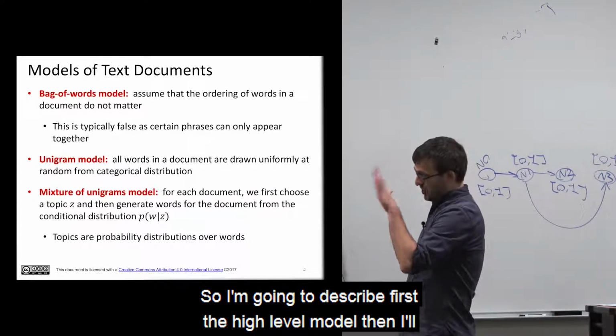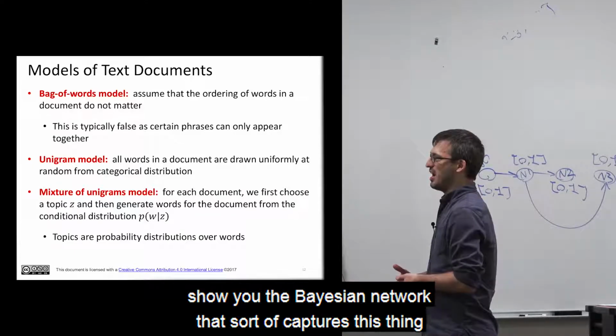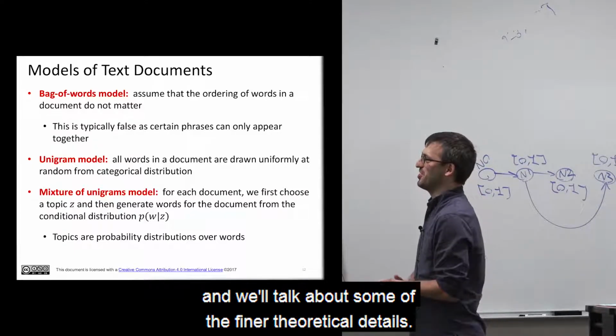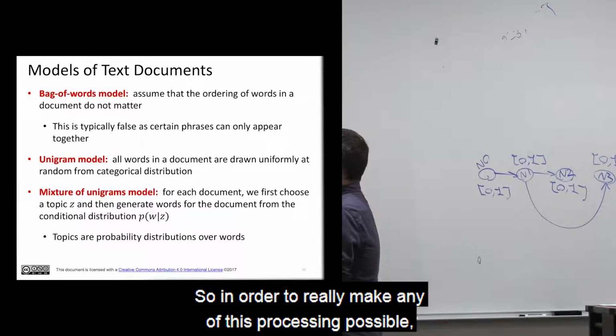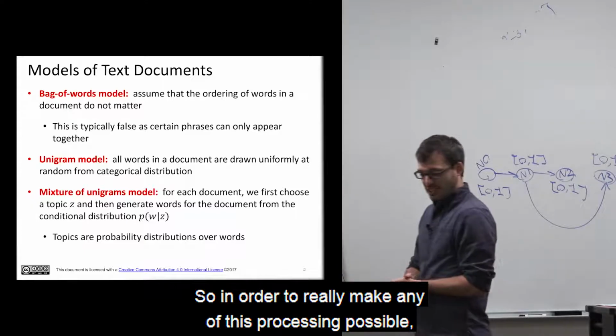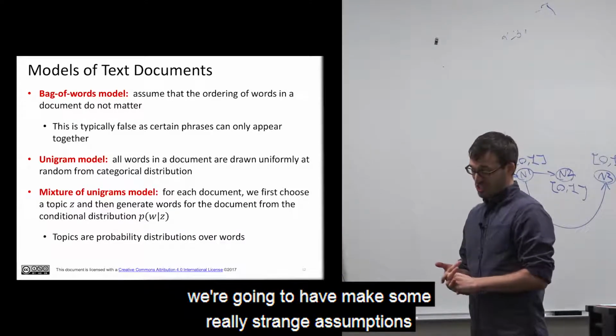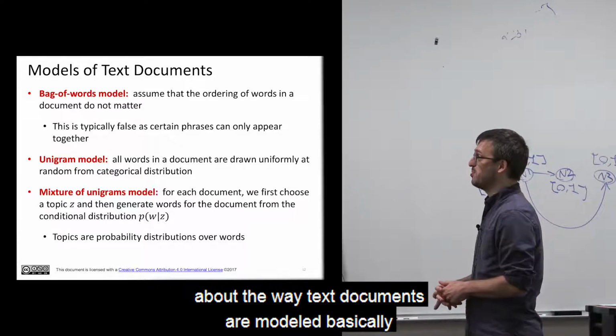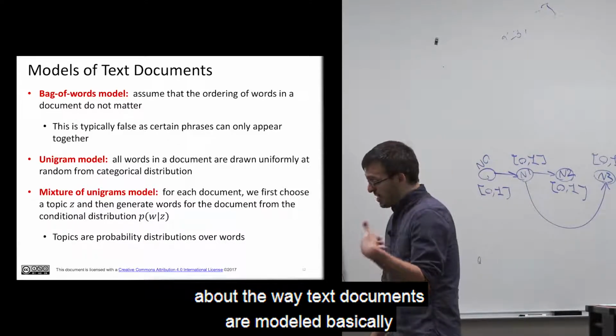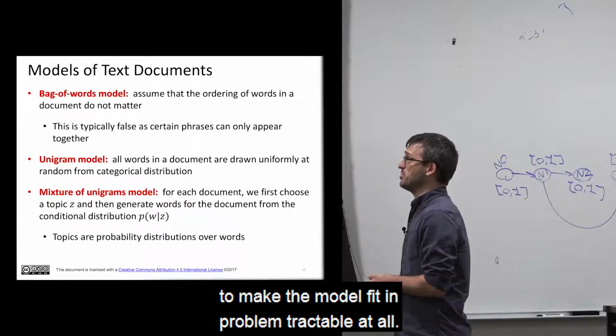So here we go. I'm going to describe first the high-level model, then I'll show you the Bayesian network that captures this, and we'll talk about some of the finer theoretical details. In order to make any of this processing possible, we're going to have to make some really strange assumptions about the way text documents are modeled, basically to make the model fitting problem tractable at all.